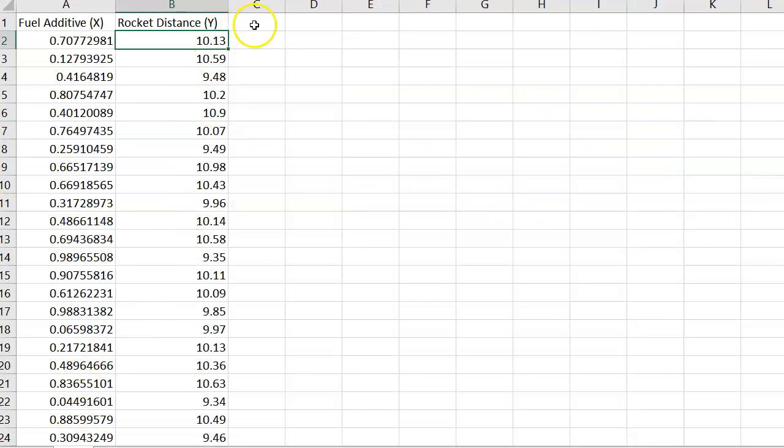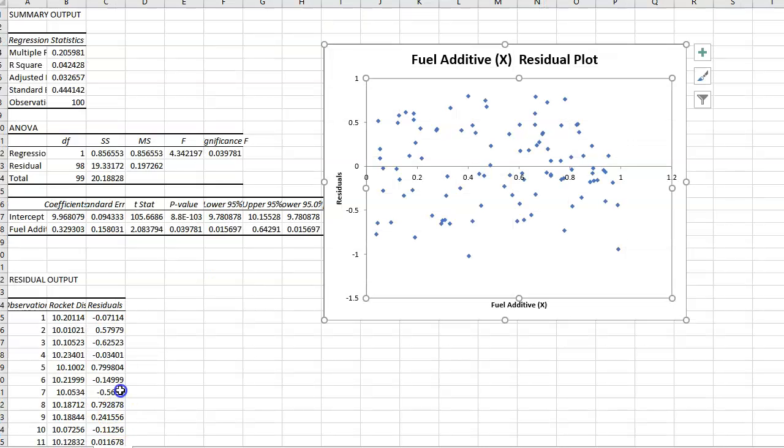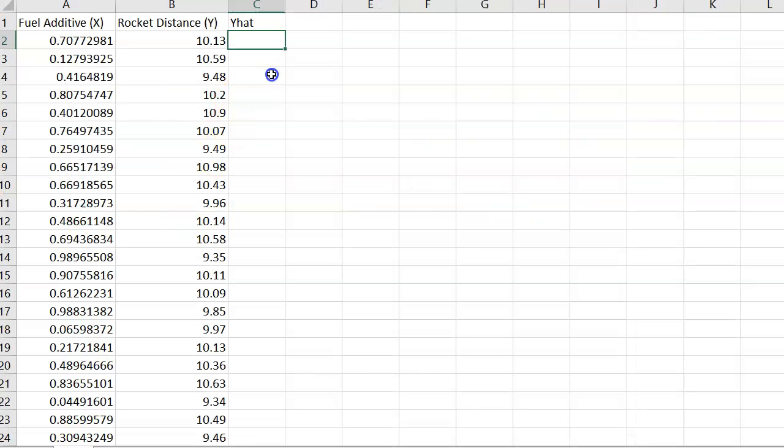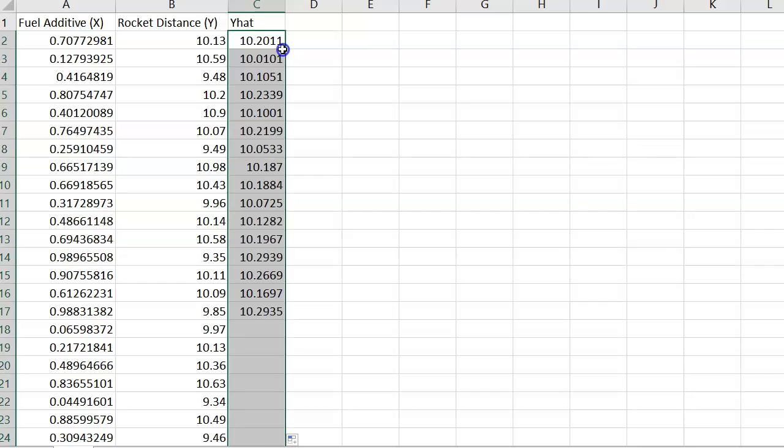Here's my yi's. So next I want to get some y hat values. These are predicted values. Remember, I'm going to be using the beta naught and beta 1 from here. So that when I do my y hats, 9.968 and 0.3293 times the x value gives me a prediction. And now I can tell Excel, make that prediction for all my data points.